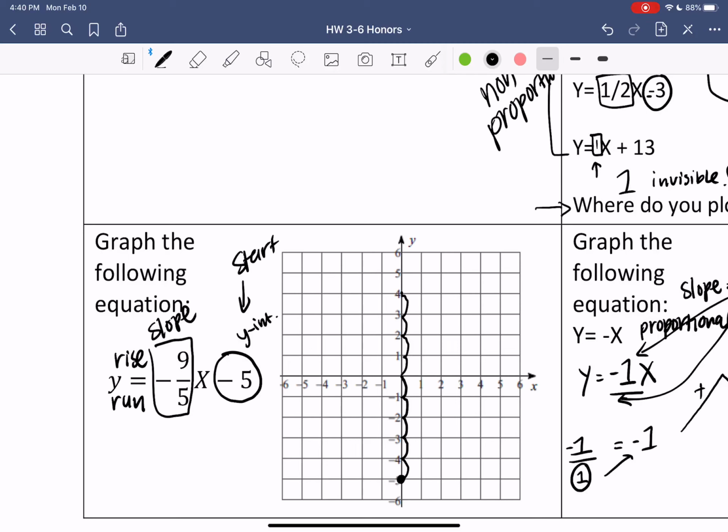But then I need to run 5. If I go to the right 5, 1, 2, 3, 4, 5, I'm going to have a line that is positive, and that's not what I want. So I'm going to make sure I go 5 negative. And then you can go ahead and connect your 2 dots like that.